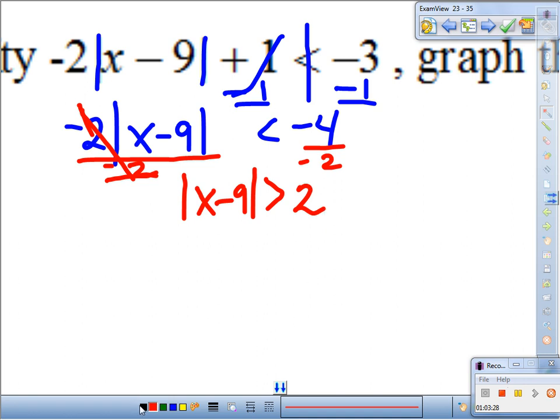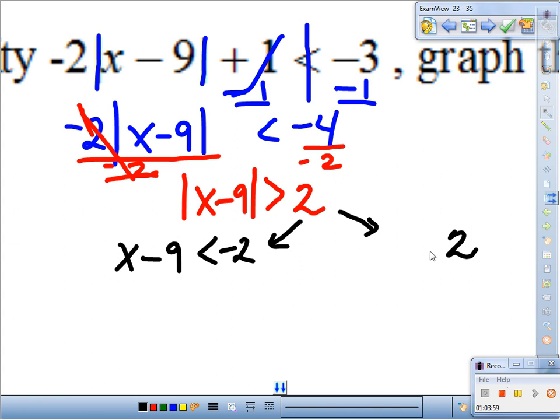Here it goes. One this way for negative 2. Now, the 2 became a negative. Do I write the inequality symbol the same way? No, you flip it, and then you write whatever is inside the absolute value, x minus 9. Then we're going to make another inequality this way for positive 2. There's the positive 2. The inequality stays the same, and whatever is inside, which is x minus 9.